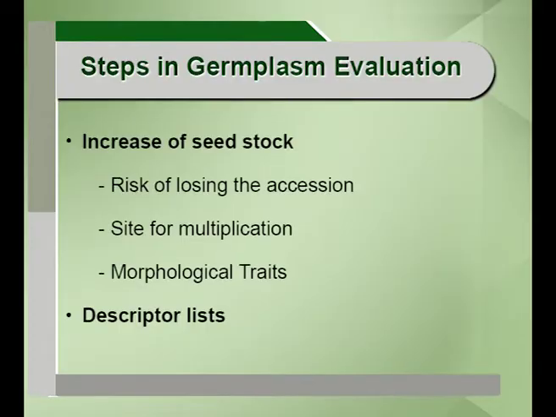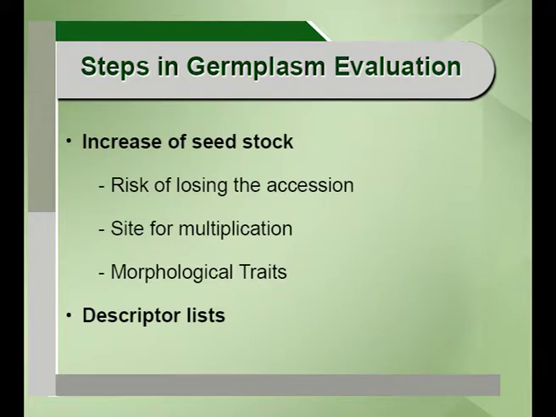A possible list of a few, whichever, very key critical descriptors has to be taken into account. For that, NBPGR, the National Bureau of Plant Genetic Resources, came up with a list of descriptors for many, many crops, and that is used like a platform, a template. Based on that, the evaluation will be done.